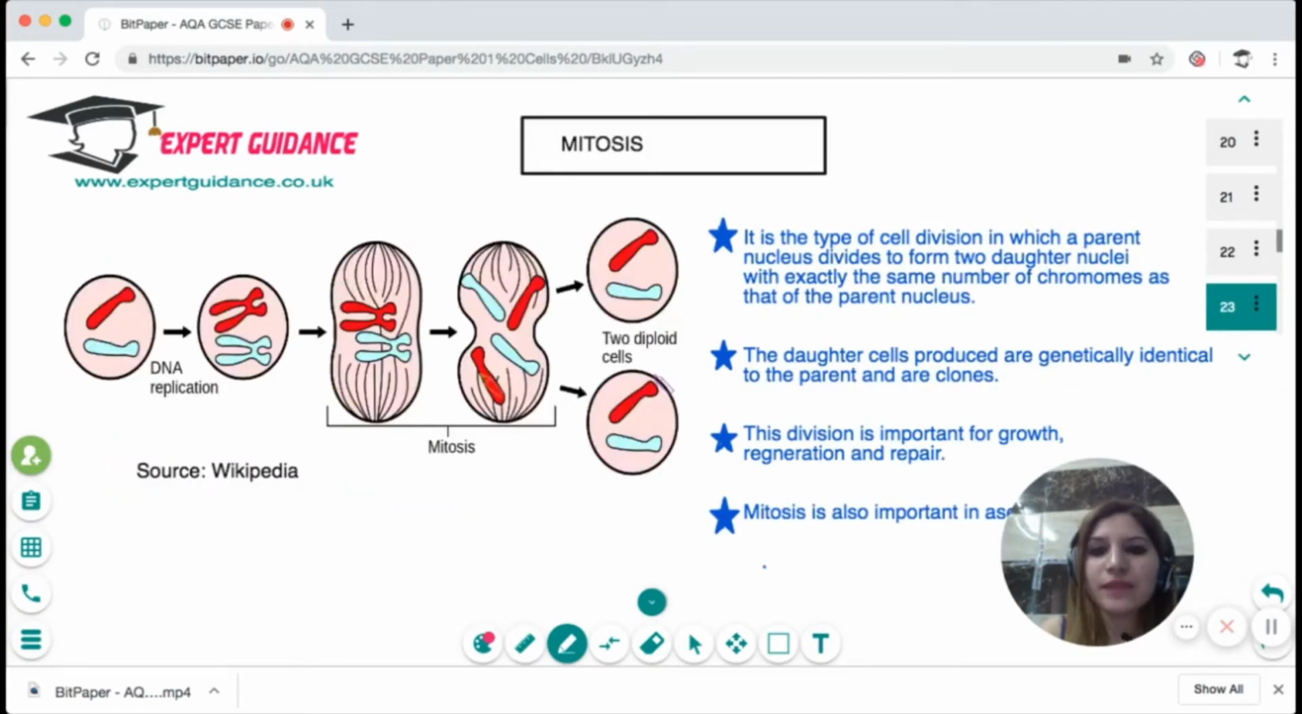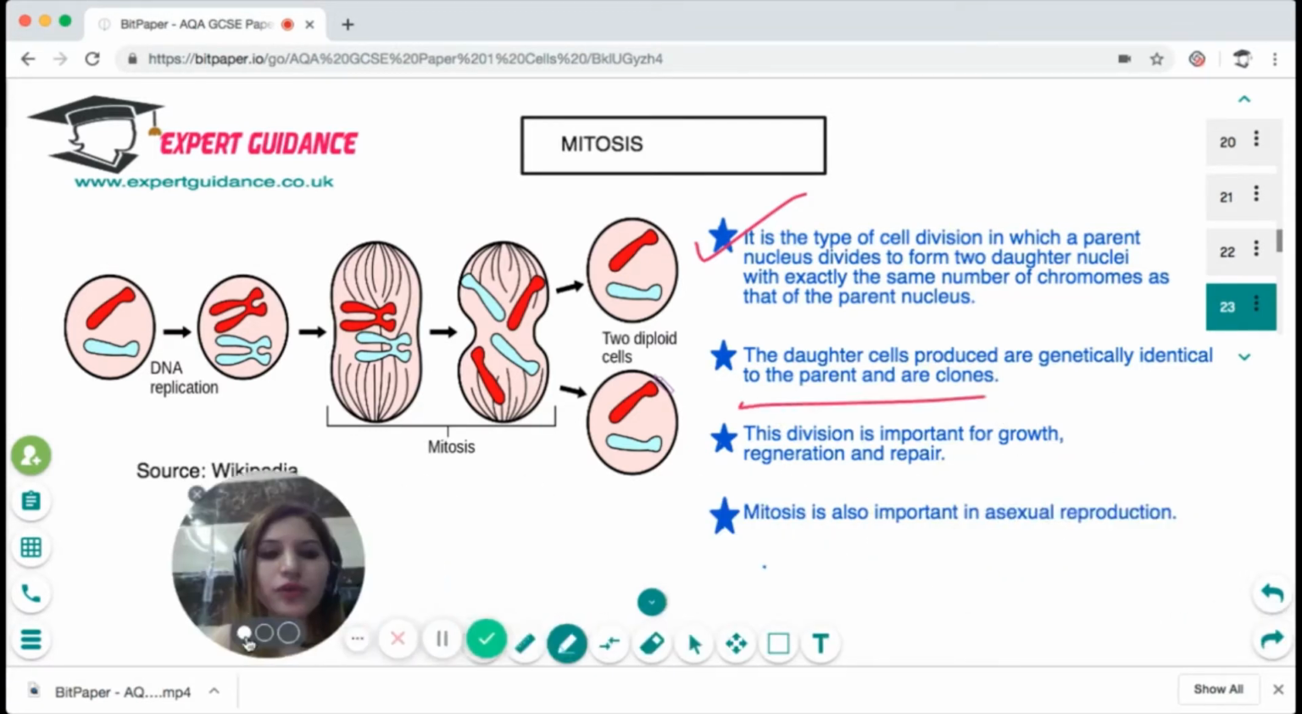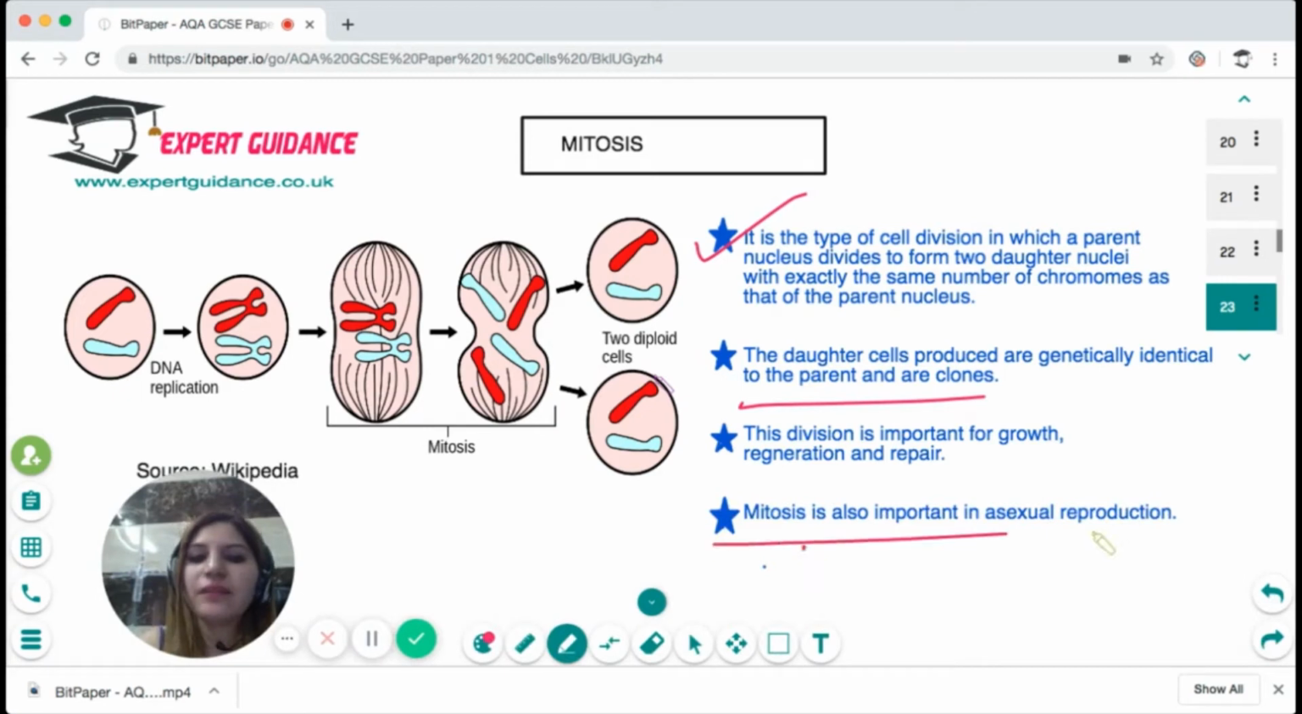Now, what is mitosis? It is a type of cell division in which a parent nucleus divides to form 2 daughter nuclei with exactly the same number of chromosomes as that of the parent nucleus. The daughter cells produced are genetically identical to the parent, and we can call them clones. This division is important for growth, regeneration, and repair, and mitosis is also important in asexual reproduction.